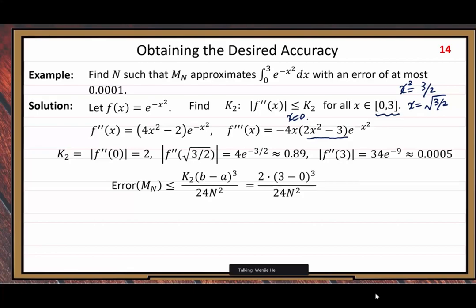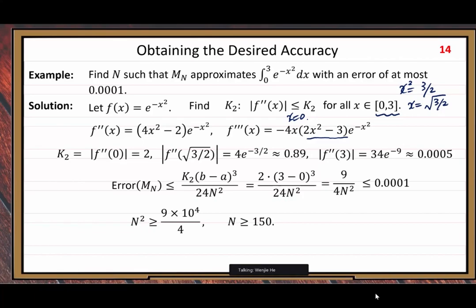Numerator, denominator, we need to determine this capital M. At this point it is unknown, but we want this value less than or equal to our error target, 0.0001, a very small number. Let's solve this inequality: n is greater than or equal to 150.